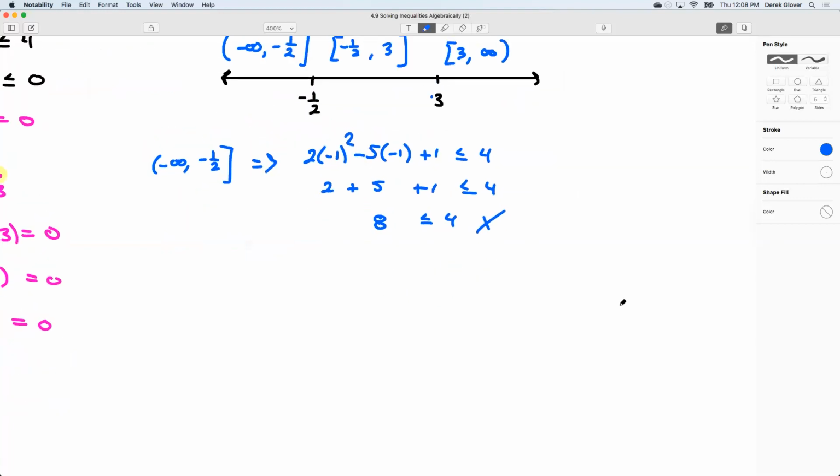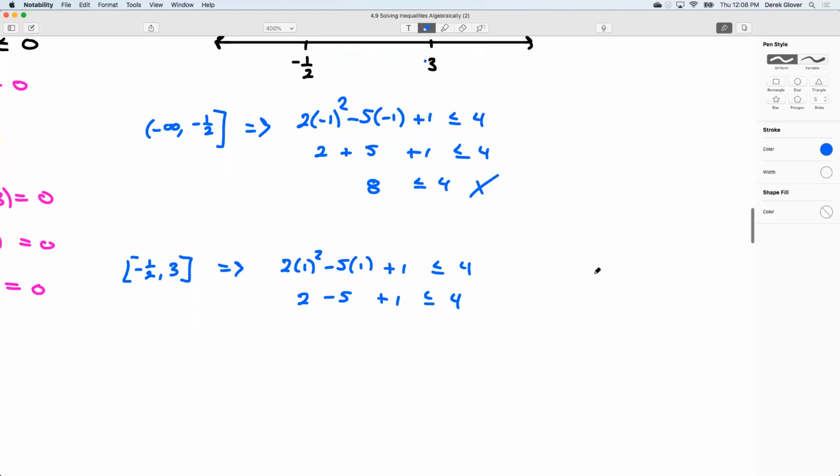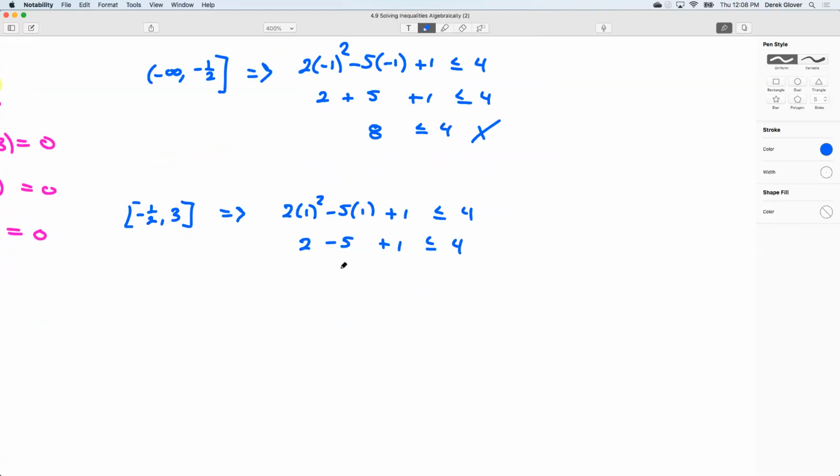Let's try the middle tier. Let's go -1/2 to 3. I'm going to test the point 1 because, again, multiplying with 1s is fairly easy to do. So 2 times 1 squared minus 5 times 1 plus 1 must be less than or equal to 4. This gives me 2 minus 5 plus 1 is less than or equal to 4, and I get negative 2 is less than or equal to 4. That works. So it looks like this is my solution range.